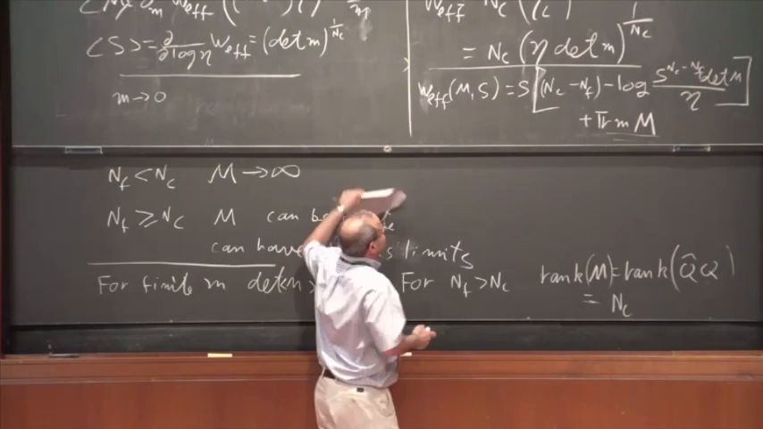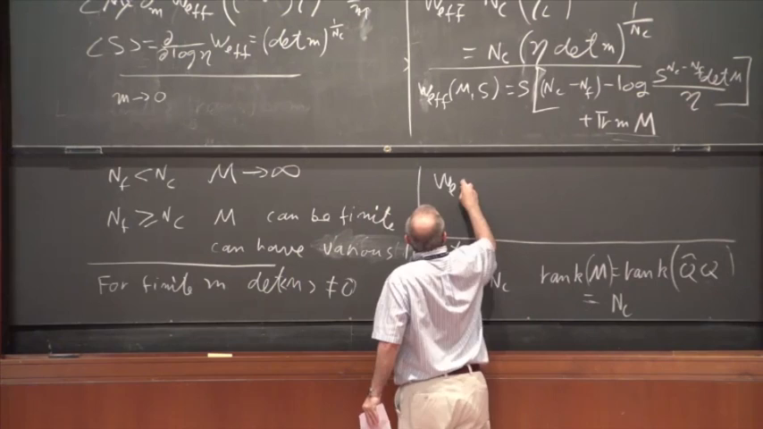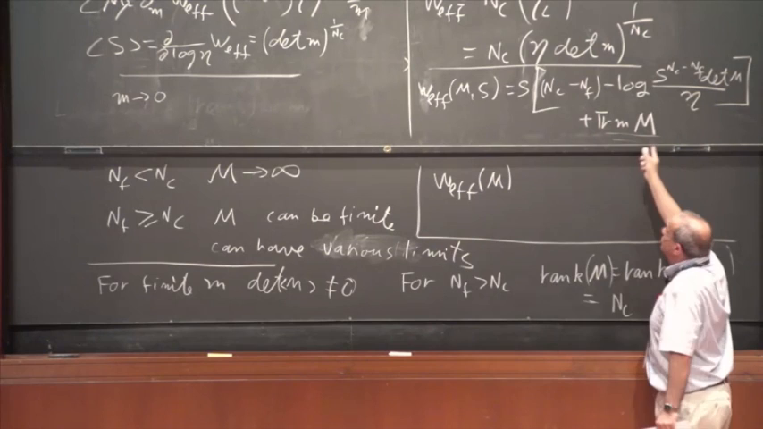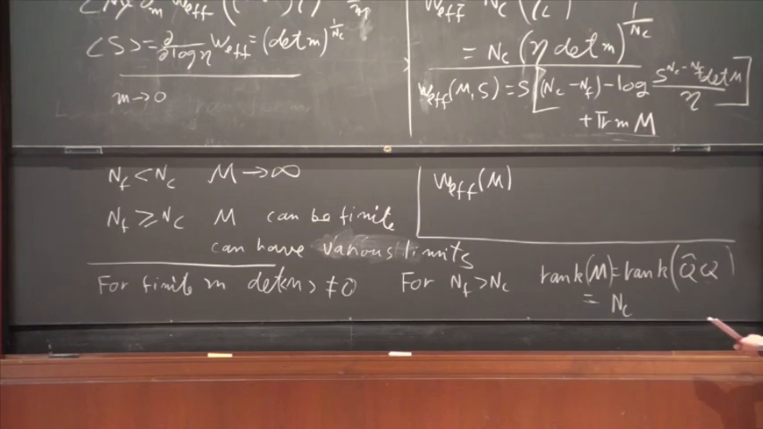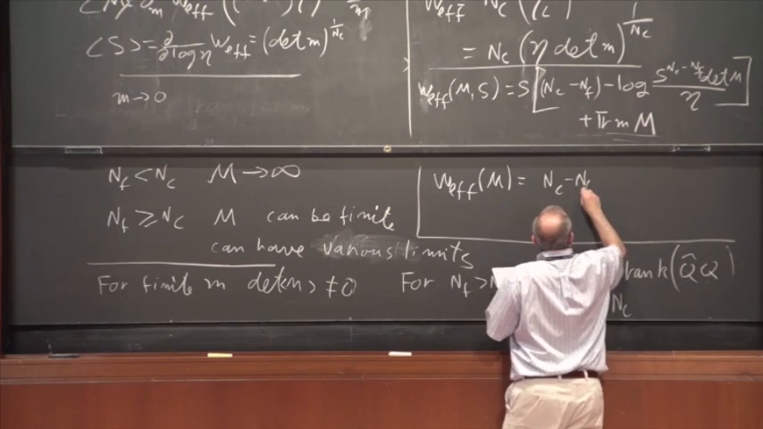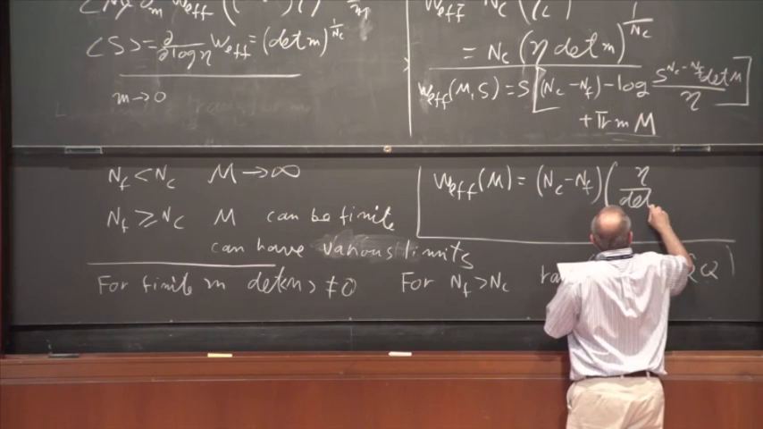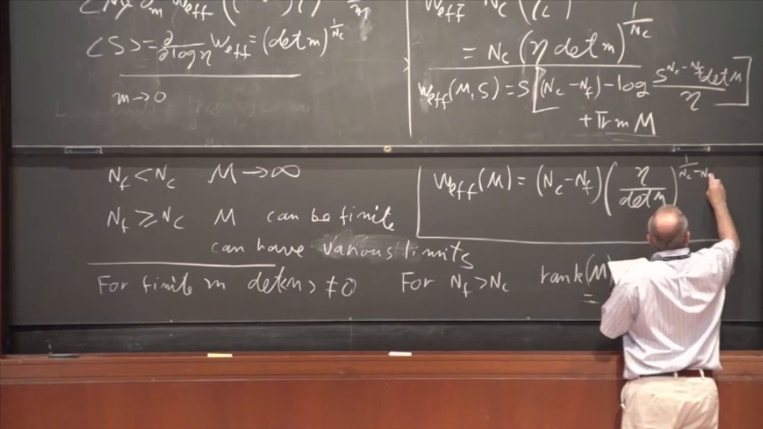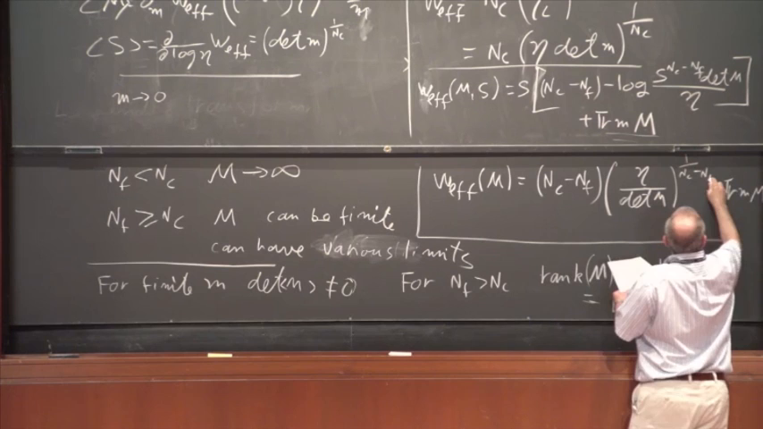And we can also get an effective superpotential just for M. So we just integrate out S out of here. Or alternatively, we start from the beginning and we perform the Legendre transform only for big M. And now we get (NC minus NF) eta over that m to the power 1 over NC minus NF, trace M, and there's a plus sign. Where again here, we see a different number of branches.